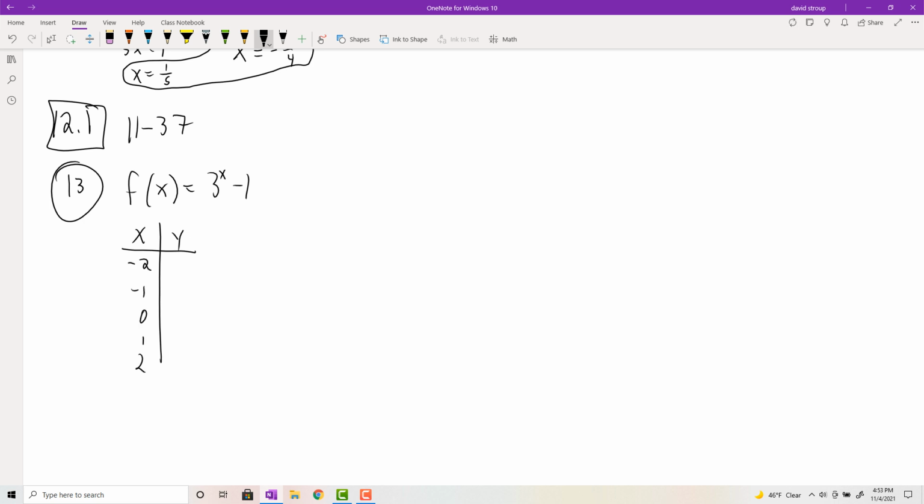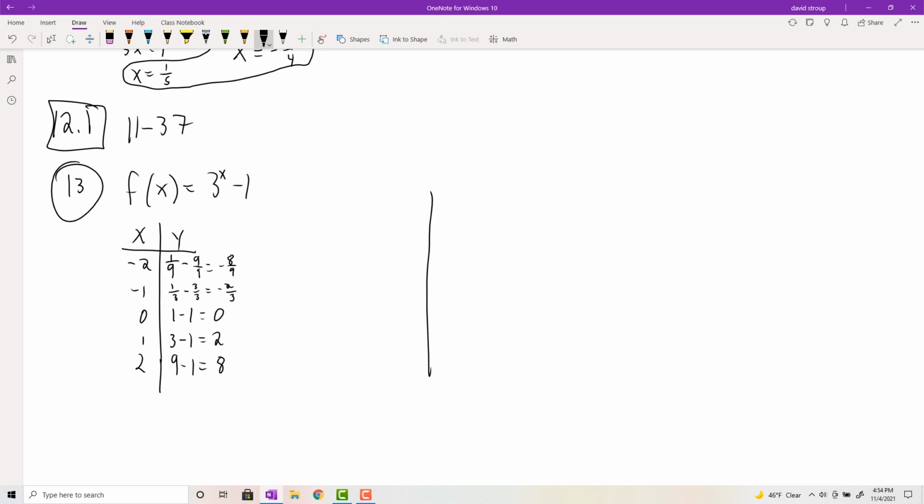We'll ask you to do a table from negative 2 to 2. Then you have 3 to the negative 2 is 1 over 3 to the 2 power. 3 squared is 9. 1 is the same as 9 over 9, so this would be negative 8/9. Then 3 to the negative 1 is the same as 1 over 3 minus 3 over 3. That would be negative 2/3. Plug in 0, you get 3 to the 0 is 1, minus 1 is just 0. 3 to the 1 is just 3, minus 1 is 2. Finally, 3 squared is 9, minus 1 is 8.